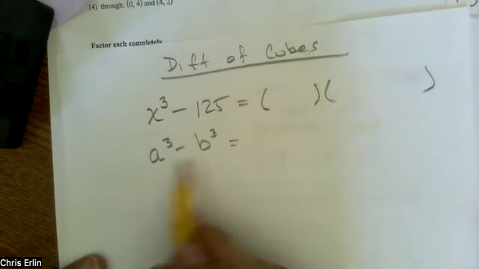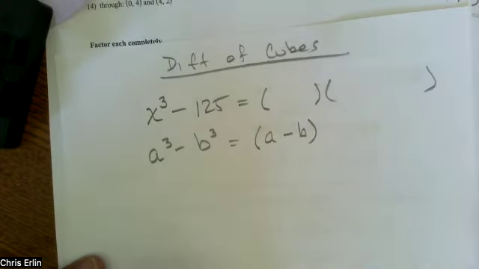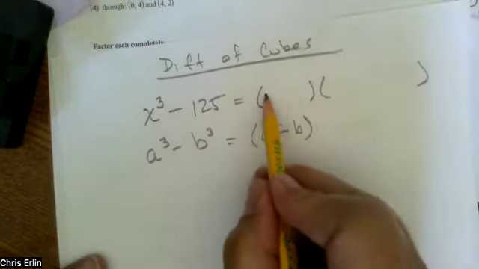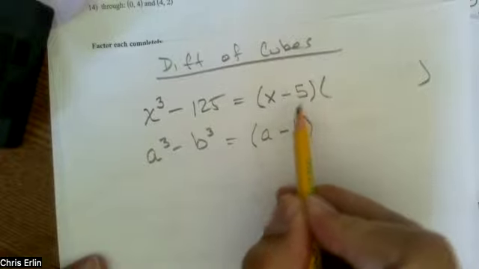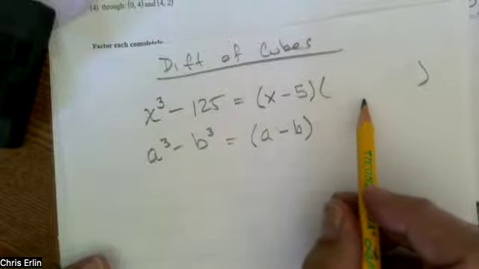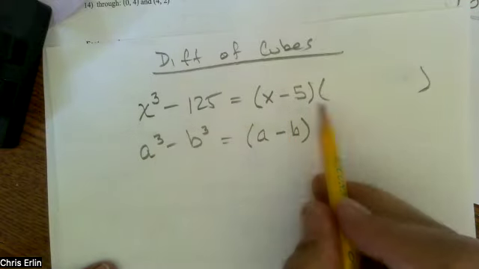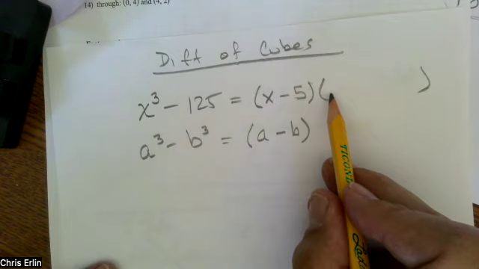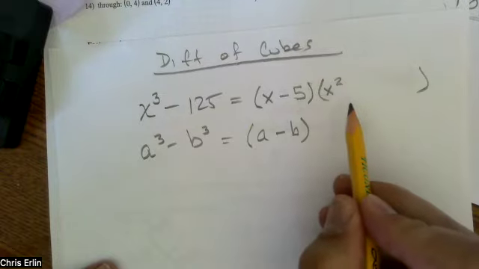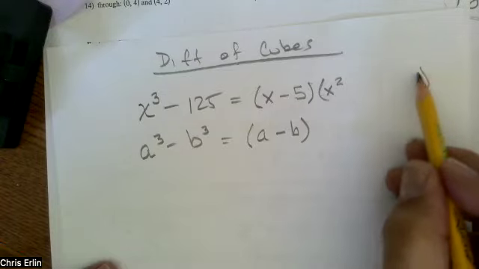We know that the difference of cubes has a formula, and the first part of that is a minus b. So what's going to go in this first part? X minus 5. Now, I always forget the second part of this formula, but that's okay. If I know that x times something is going to make x cubed, what will I get here? x squared. And if I know that -5 times something is going to give me -125, what goes here?